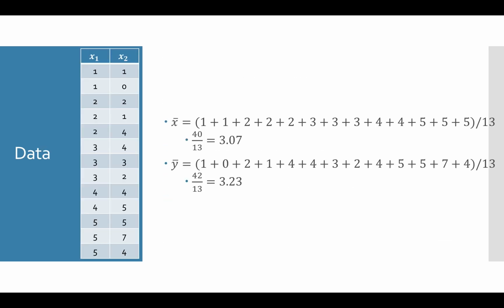Let's calculate the average for each feature. We do that just in the standard way. There's 13 samples. We add all of the x1s together, divide by 13, add all the x2s, which I'm switching between x2 and y here for some reason, but ignore the notation issue, and divide by 13 again. So you'll get the average for x1 is 3.07, and the average for x2 is 3.23.